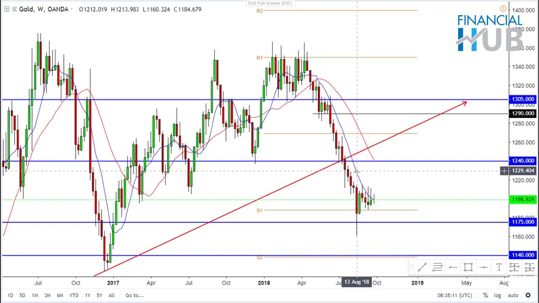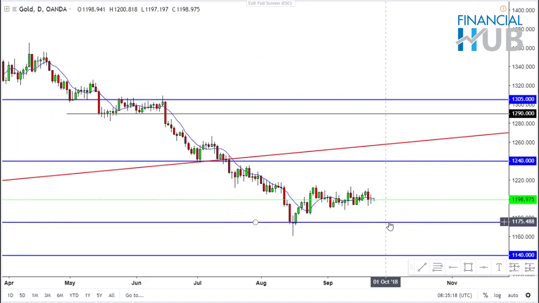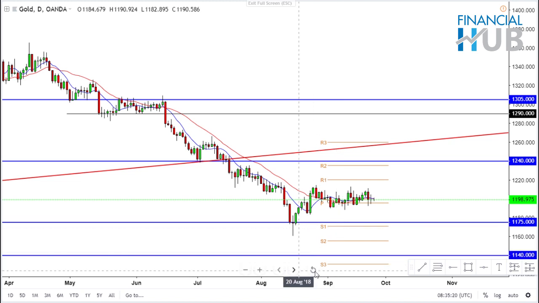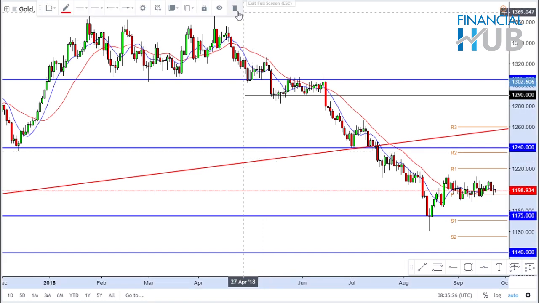So what do I expect of gold? If I go down to the lower time frames, perhaps I go down to the daily time frame. This is the daily time frame. I'll maybe get this off. I'll maybe get that one off. So this is the daily time frame on gold. I have 1240. I have 1175.